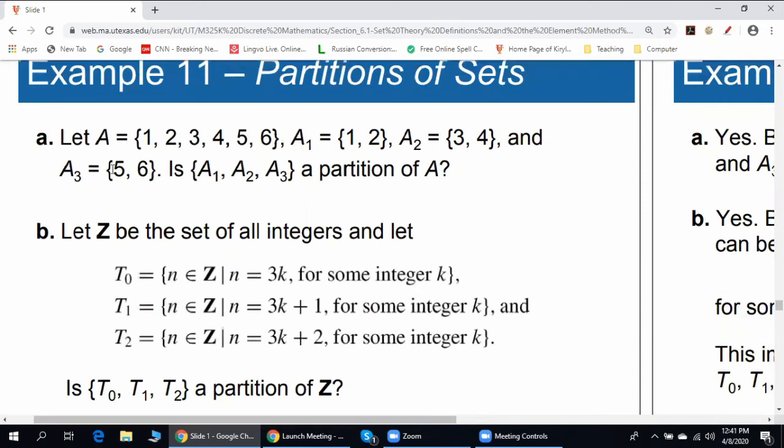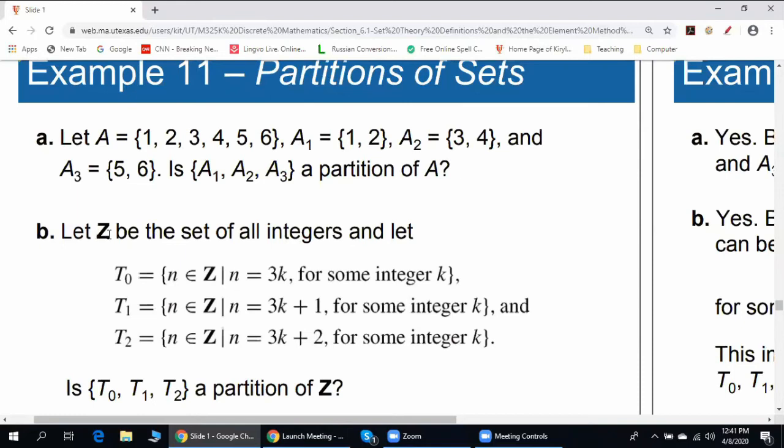Then A1, A2, A3 is a partition of A, because the union of A1, A2, A3 is A, and A1, A2, A3 are mutually disjoint. Here's another example of a partition.